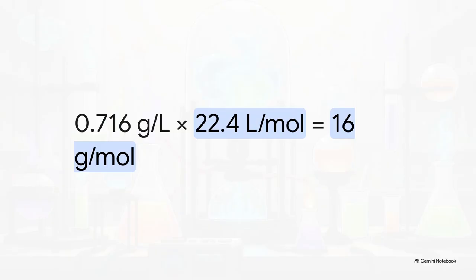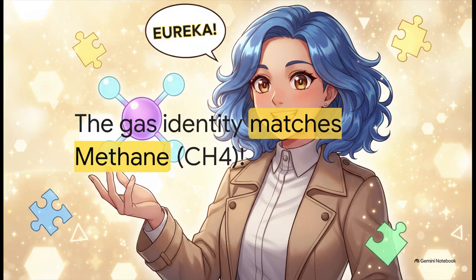So the crucial point now is taking this density and scaling it up to a full mole to get our fingerprint. Because we're at STP, we multiply our 0.716 grams per liter by the magic number of 22.4 liters per mole. The liters cancel out perfectly, and we arrive precisely at 16 grams per mole. If we take that 16 grams per mole to our periodic table, we can actually build a molecule. 1 carbon atom at 12 grams per mole and 4 hydrogen atoms at 1 gram per mole each. 12 plus 4 is 16. Eureka! Our gas identity matches methane, CH4. The detective method holds up once again, proving exactly how reliable this stoichiometry really is.